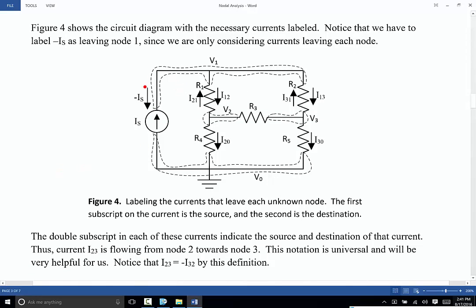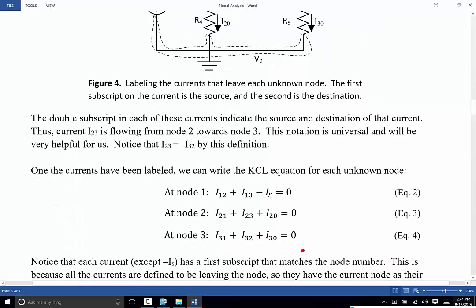Okay, consider Kirchhoff's current law for the top node. I see that negative I sub s is leaving because positive I sub s is entering. I see I sub 1, 2 is leaving, and I see I sub 1, 3 is leaving. So I can write I sub 1, 2 plus I sub 1, 3 minus I sub s equals 0.